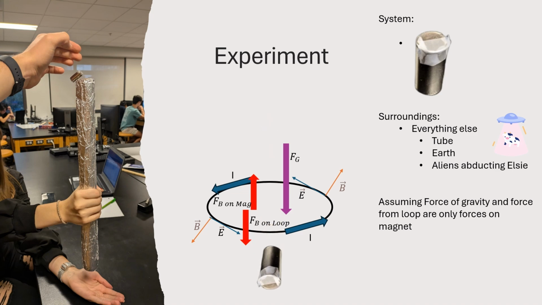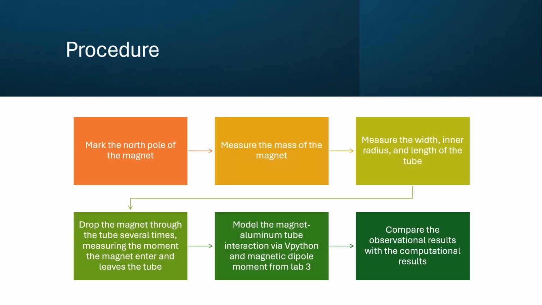Here's the procedure. We're going to mark and measure the magnet as well as the tube, drop it several times, measure the time it takes, model this in VPython, and then compare the two.